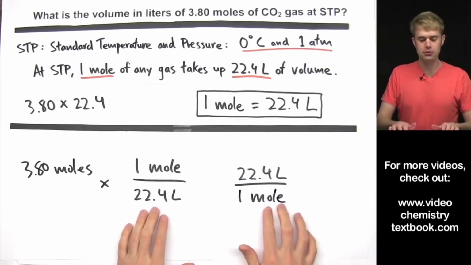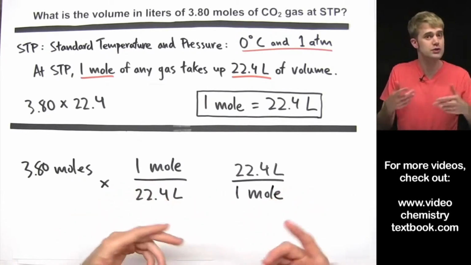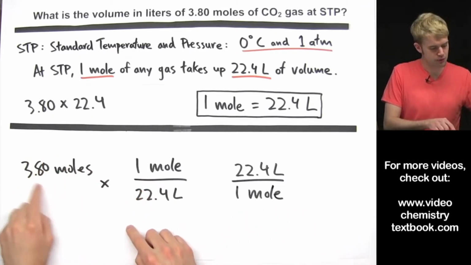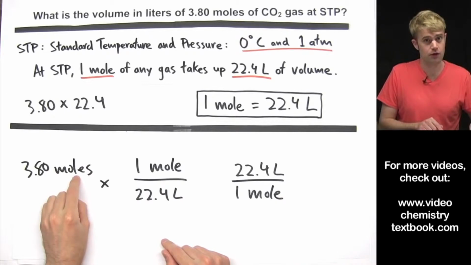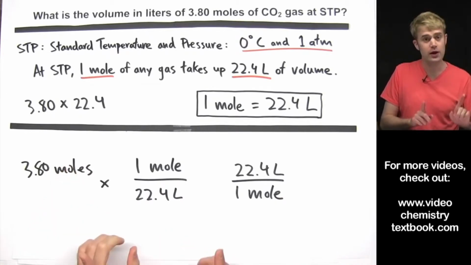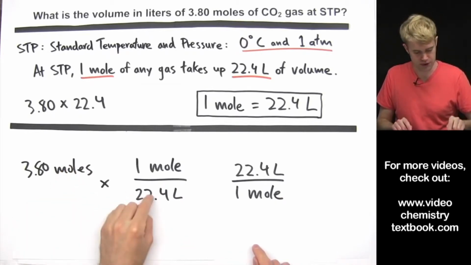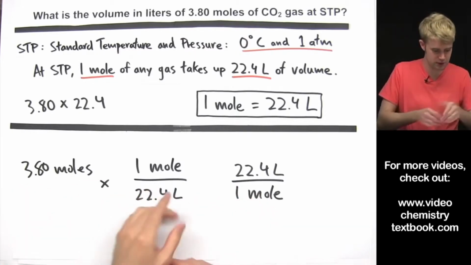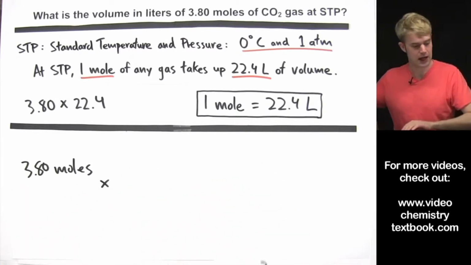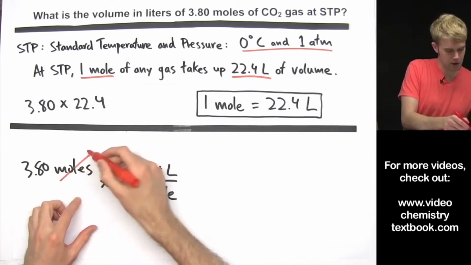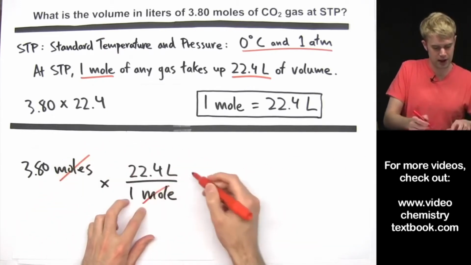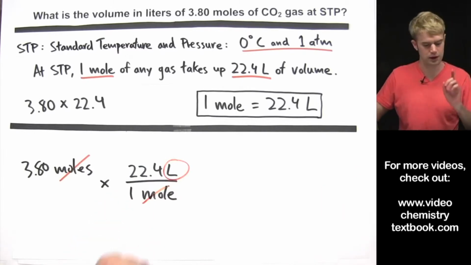Both of these are completely valid conversion factors. We could use either one of them. But in this problem, we want to use a conversion factor that's going to get rid of moles from the top of this equation. So we are going to want to use a conversion factor that has moles on the bottom. So for this particular problem, we are going to be using this conversion factor, okay? So now we have moles on the top, moles on the bottom. They're going to cancel out, and that's going to leave us with liters.